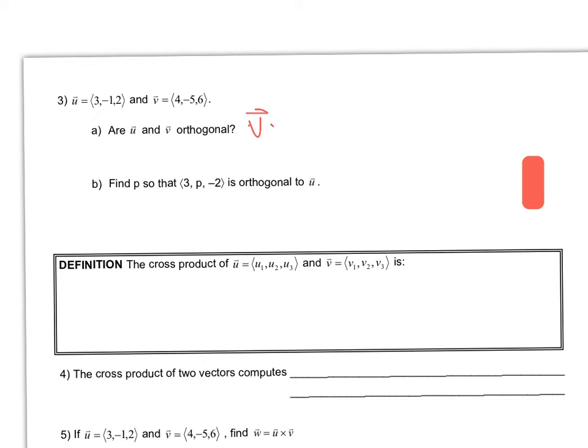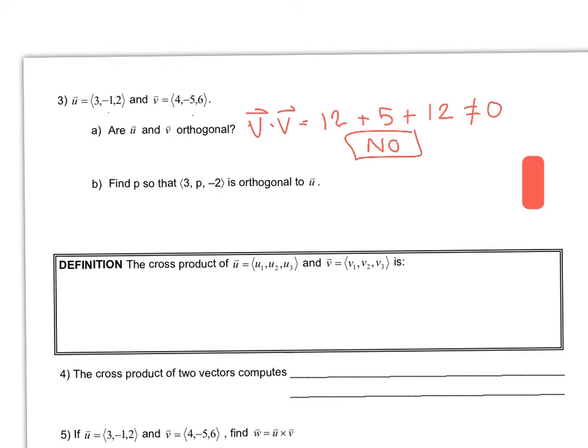So we're going to do u dot v, and when we do, that's 3 times 4, which is 12, plus negative 1 times negative 5, so positive 5, plus 2 times 6, which is 12. So we end up with 12 plus 5 plus 12, which is definitely not 0. So no, these two vectors are not perpendicular or orthogonal.